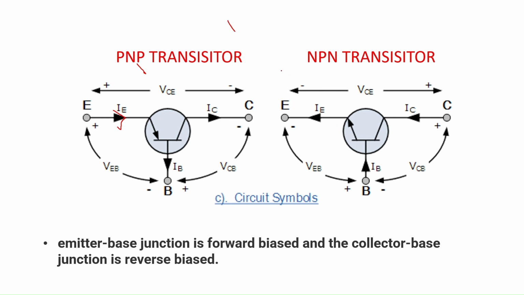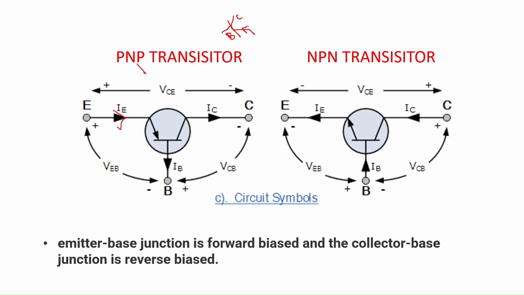This arrow mark denotes the direction of conventional current. Usually, this is the circuit symbol for a BJT. The leg with arrow mark denotes the emitter and opposite to emitter is collector, and in between emitter and collector is the base terminal. The arrow mark in this emitter terminal denotes the direction of conventional current. This is the important point to be noted. The arrow mark in the emitter leg denotes the direction of conventional current.